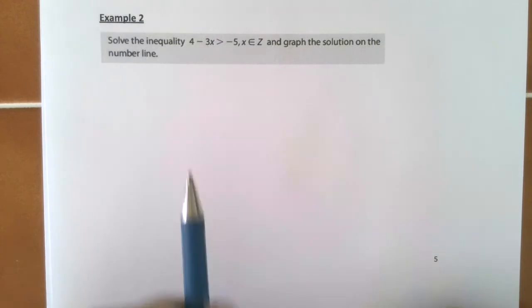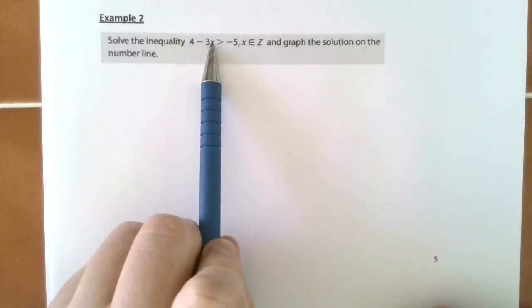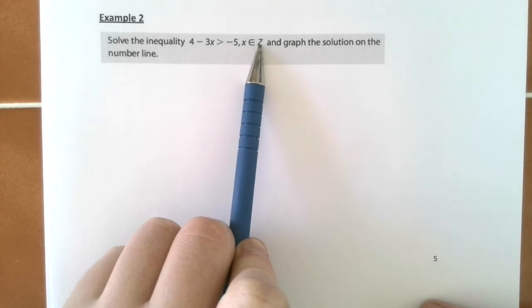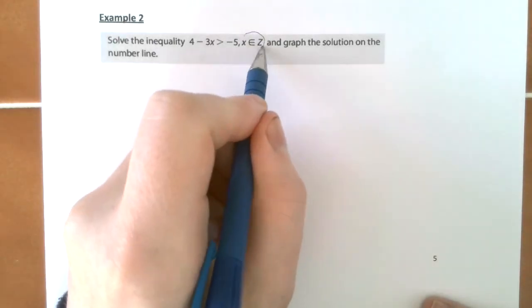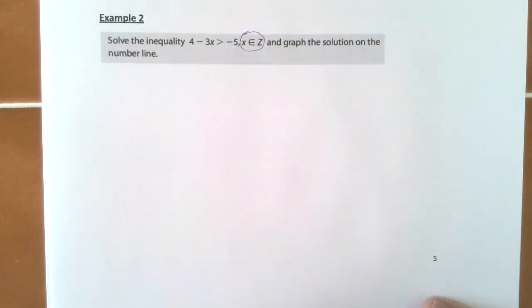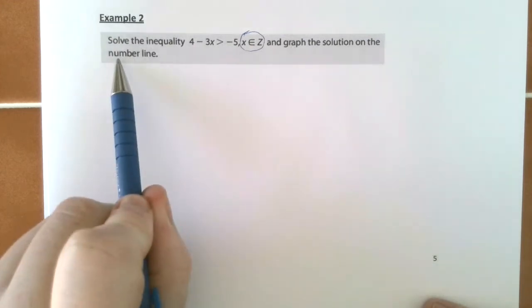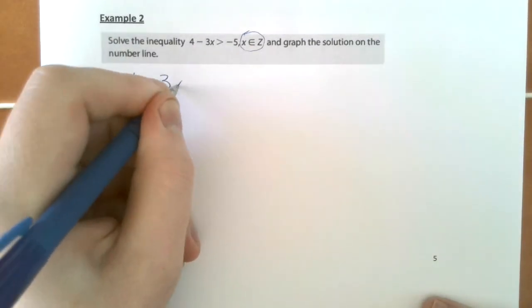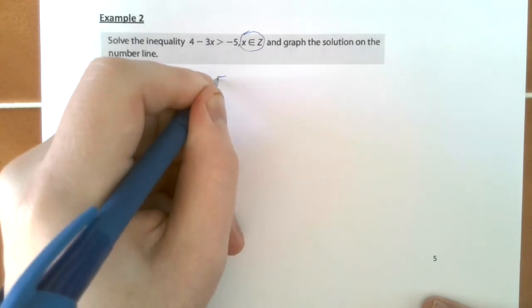Second question, solve the inequality 4 minus 3x is greater than minus 5, where x is an element of Z. So this time x is an element of Z is all your positive or negative whole numbers. And finally, we have to graph the solution on the number line. So we're going to take it one step at a time. We're going to write the question down first of all, and we're going to try to solve for x.